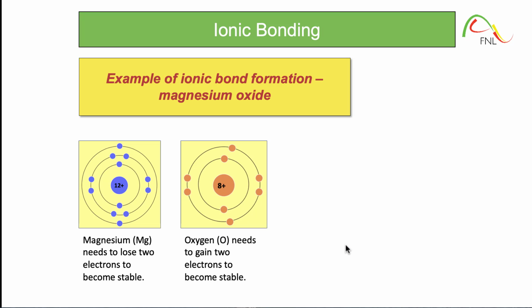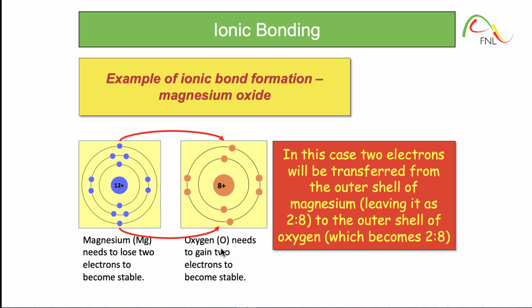Relatively. Now, here's another one. This is magnesium oxide. Now, magnesium is in group 2, so magnesium has got 2 electrons in its outer shell. It needs to lose those 2 to become stable. Oxygen is in group 6. It's got 6 electrons in its outer shell. It needs to gain 2 to become stable. So yeah, I think you can guess what's going to happen here.